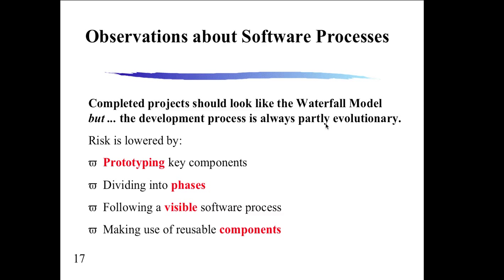Observations about the software process. So some concluding remarks in terms of the software development lifecycle models. Complete projects should look like the waterfall, but the development process is always partly evolutionary. It has to be. Unless we're the government, and then we can spend a lot of money, do a lot of things, and then cancel projects without ever finishing them, because we have the power. We're a bureaucracy, so we can't afford to be iterative or evolutionary. So the risk is lowered by prototyping key components, which is what you're doing in your project. So you have requirements, you have this made-up illusionary analysis document, you have the design document, you have a prototype, and then you're done.